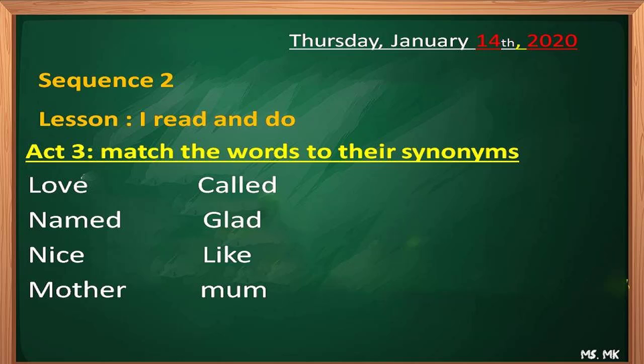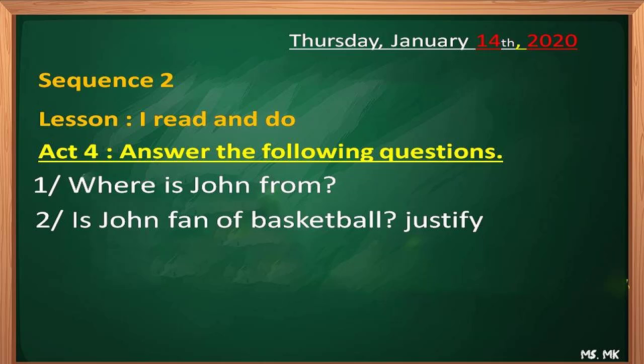Then I move to the fourth activity, answer the following questions. The first question is obvious. The second question, is John fan of basketball? Justify. The answer of this question is going to serve my grammar lesson. How? Of course, I didn't want to ask my questions with the auxiliary do because they don't know it. So I prefer to introduce the form they have dealt with, which is yes or no question with verb to be. And of course, introducing a new word, which is fun.